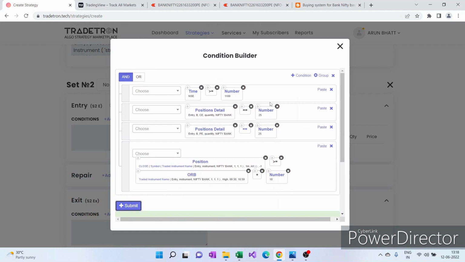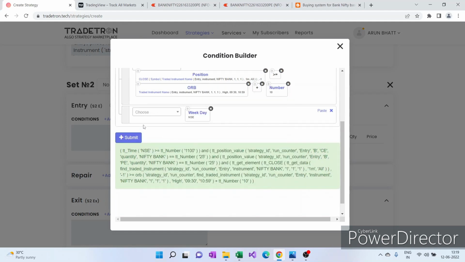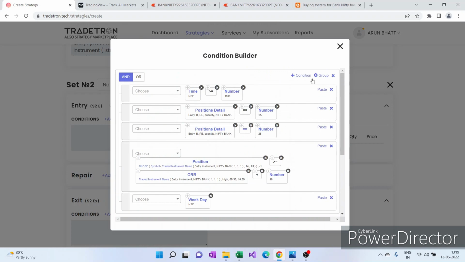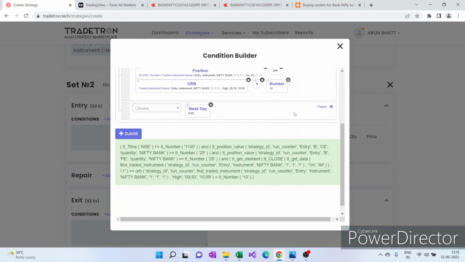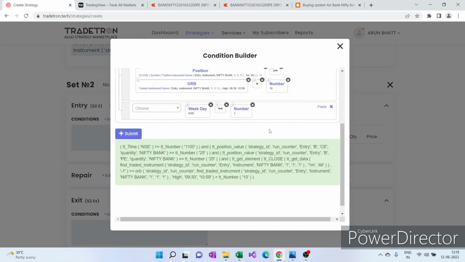And one more thing, what we are doing is we have to say that we take trade on Monday, Tuesday, and Friday only. We are not taking trade on Wednesday and Thursday. So we'll be adding one more condition for that. And there will be one weekday keyword here. And again, this will be kind of a group. So either we can say weekday equal to, so Monday is one.